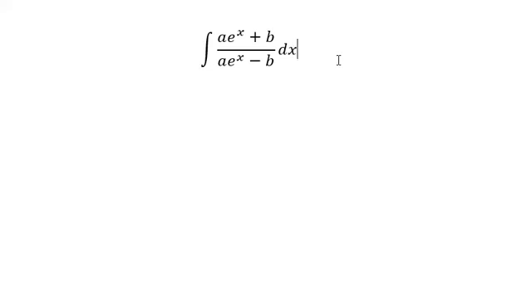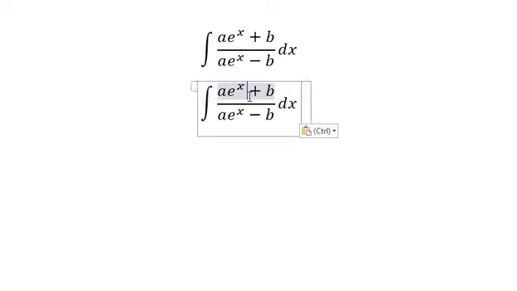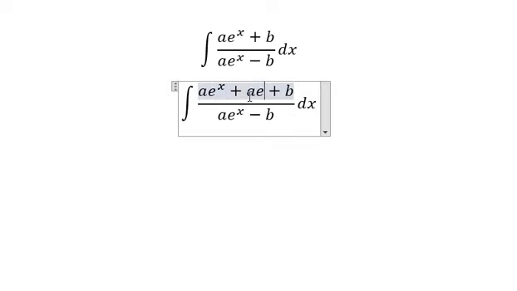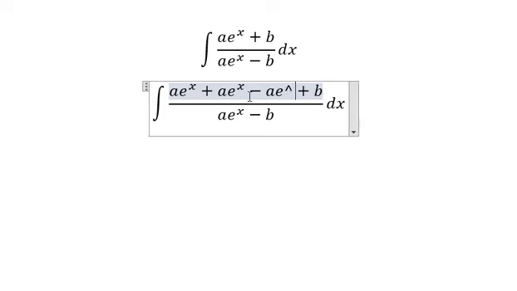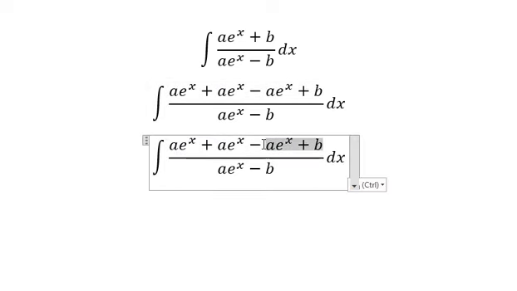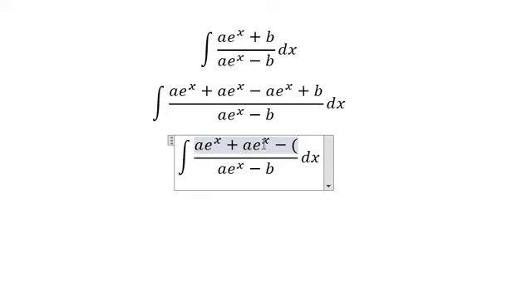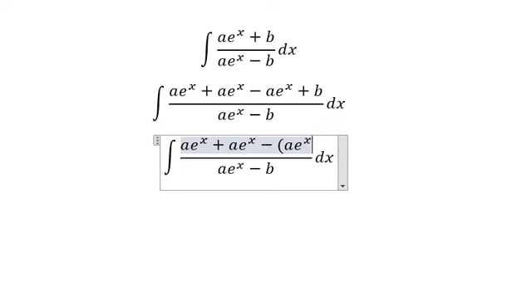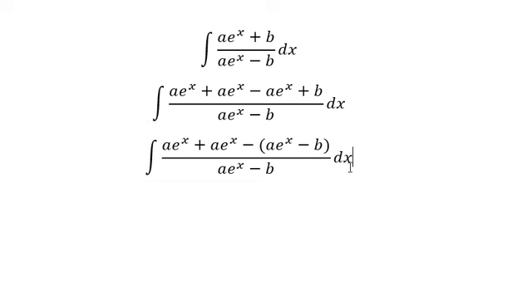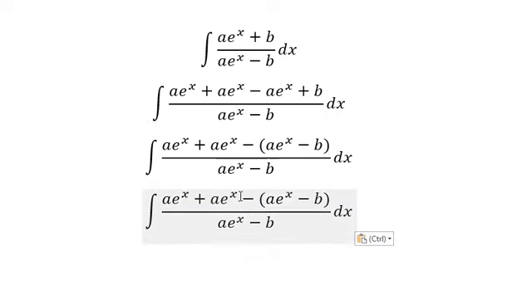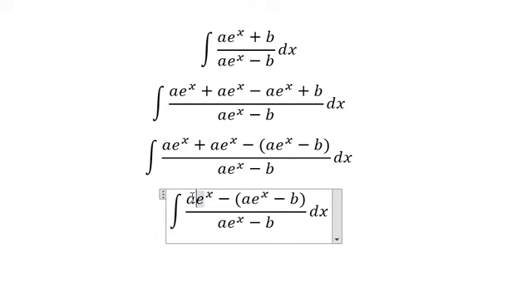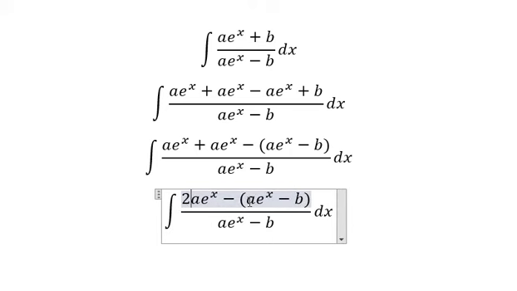Question number 2. In this situation, I will add ae to the power of s. Later we need to minus ae to the power of s. So this one in here, we can put inside the parenthesis, and that's ae to the power of s minus b. So this one we have 2ae to the power of s. This one divided by this one, you got number 1.